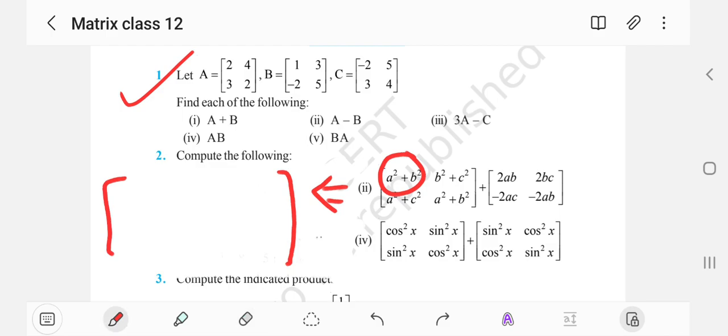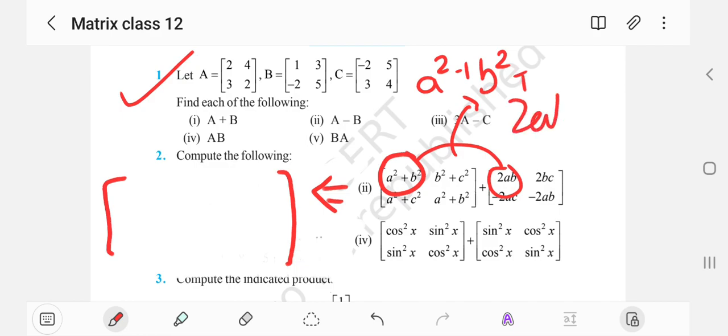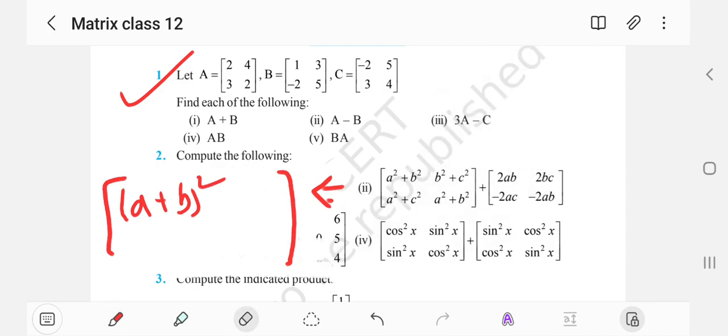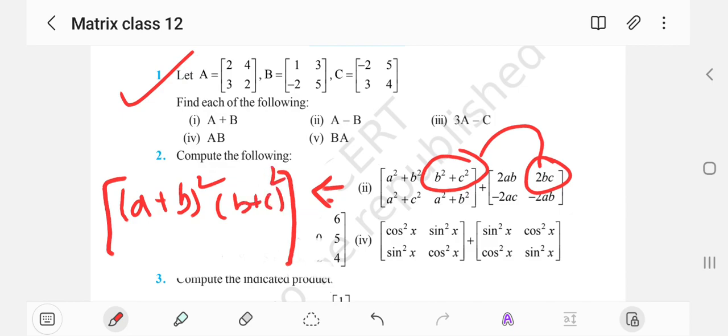Okay, if I erase it, then that will appear. So okay, I am explaining here only. When I add both of these two things, I get A square plus B square plus 2AB, right? This is A plus B whole square. Similarly, when I add this with this, I get B plus C whole square. Right, when I add this with this, I get A minus C whole square.